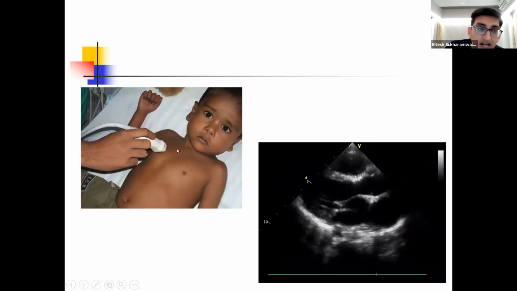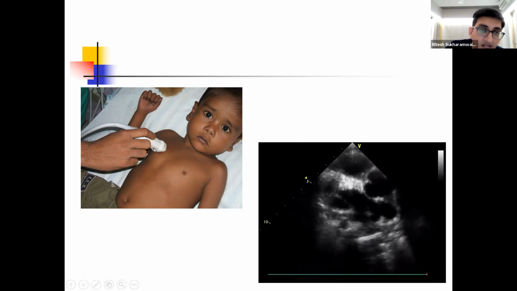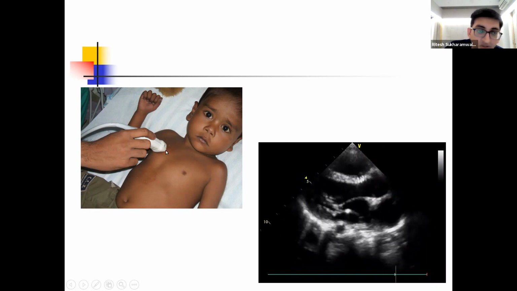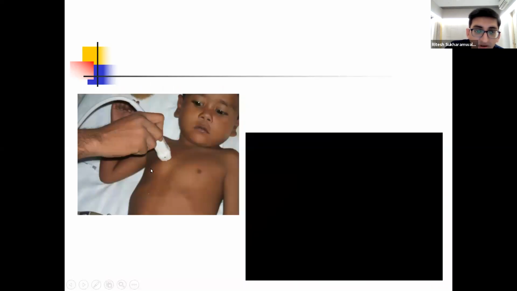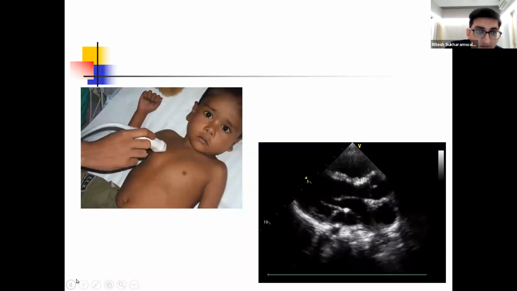Now the heart is positioned in this way. So the long axis of the heart is like this. So this will be the position of the probe. In case of a normal heart, the position of the probe will be like this. And in this case, it will be exactly the mirror image. It will give a long axis view.